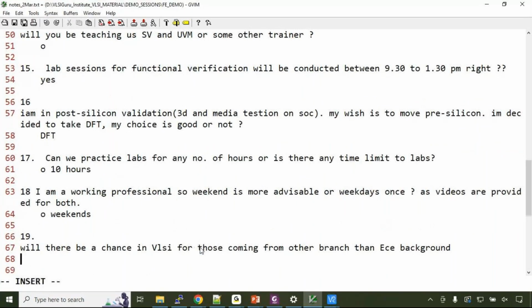Will there be any chance in VLSI for those coming from other branches other than ECE? See, anywhere the term electronics or electrical is there in your degree, you're suitable. Companies will consider you. Computer science is also fine. Companies do consider.